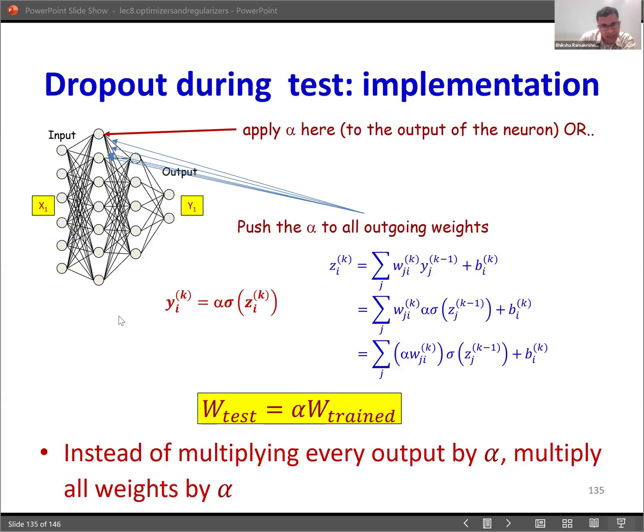So what this means is that during inference, every y is simply going to be replaced by alpha times sigma, where sigma is the activation. Alternately, you can redo the math and say that all the weights are multiplied by alpha. And this too is going to give you the same thing. So after you train your network using dropout, you'd scale the weights up by the dropout factor.